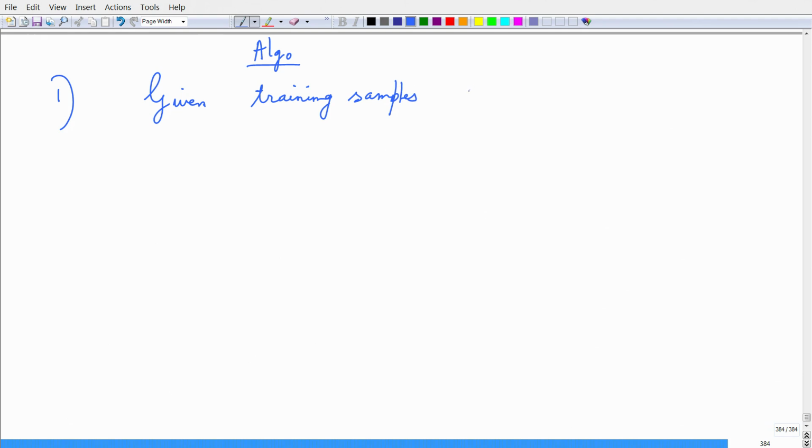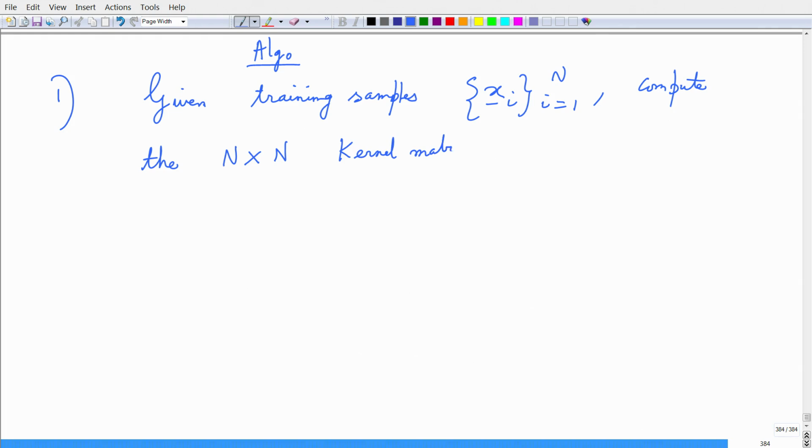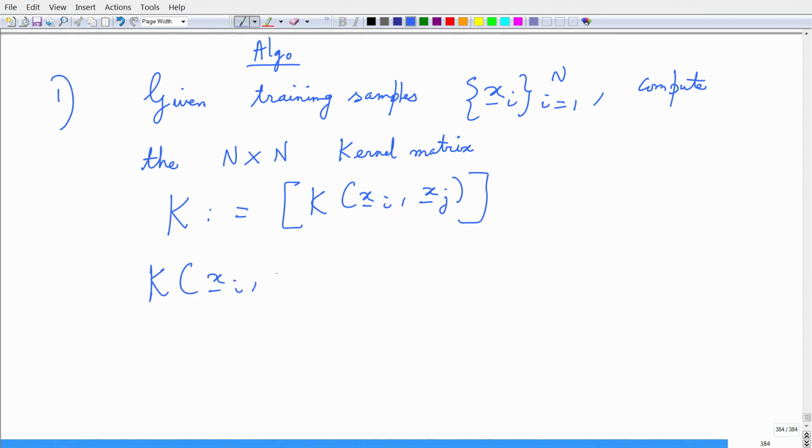So, given training samples x_i, i equals 1 to n, compute the n by n kernel matrix or the Gram matrix given by K equals k(x_i, x_j), where this element k(x_i, x_j) is phi transpose of x_i times phi of x_j.